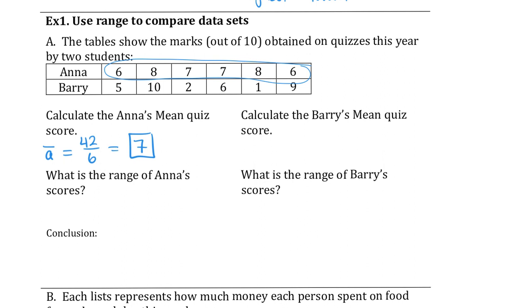Okay, the range. Range is the highest score minus the lowest score. So her highest score is 8. Her lowest score is 6. So 8 minus 6, her range is 2.